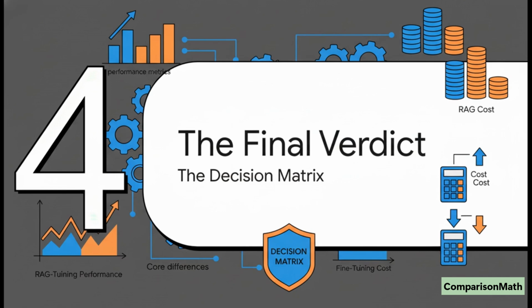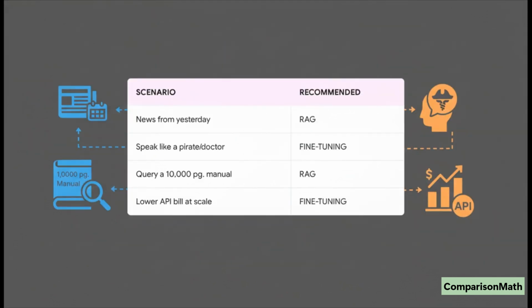All right, so we've looked at the core concepts, we've run the numbers, and we've compared the performance. Now let's pull all of this together into a simple, clear decision matrix you can actually use. So, the final verdict really comes down to your specific use case. If you need to access information that changes all the time, like yesterday's news, or you need to query a huge private document, you want RAG. That's the right call. But if you need to teach the model a specific behavior, like how to talk like a doctor, fine-tuning is your only real option.